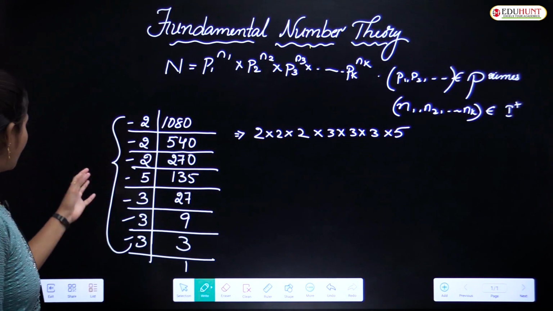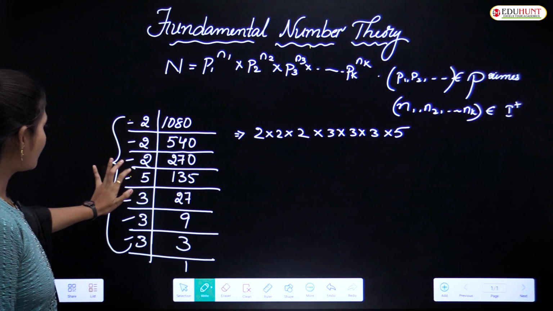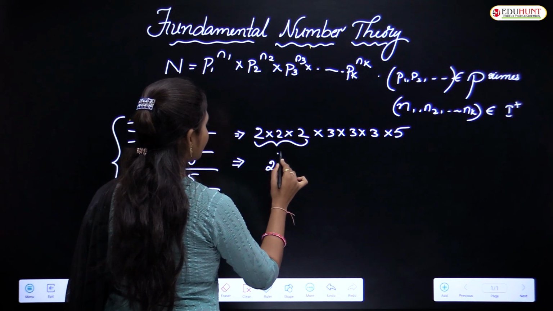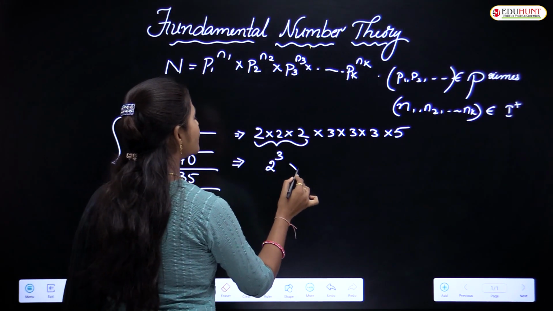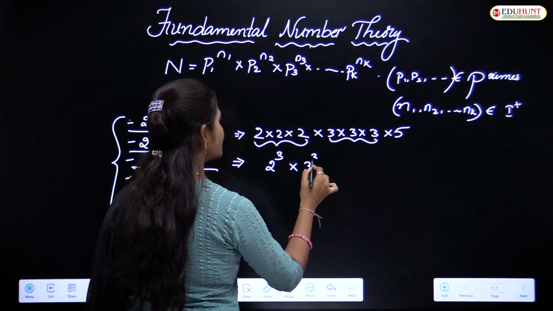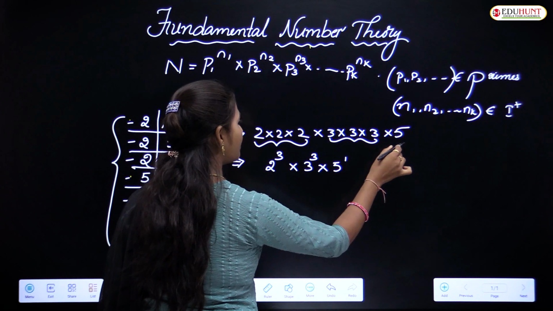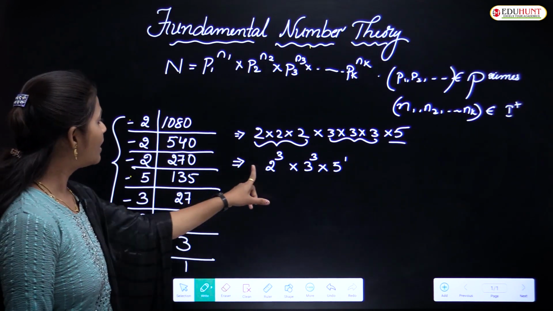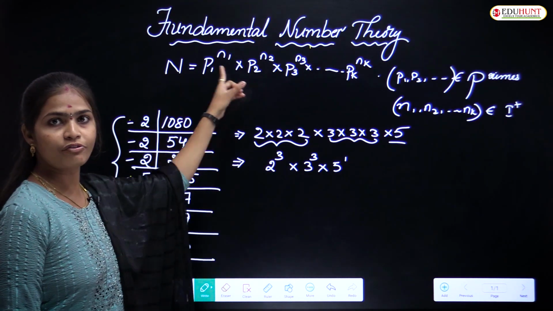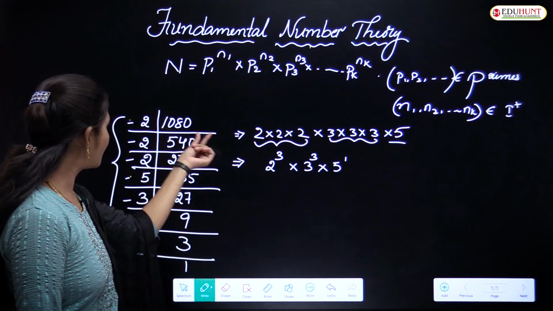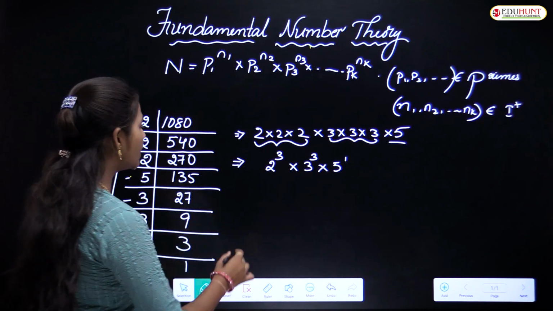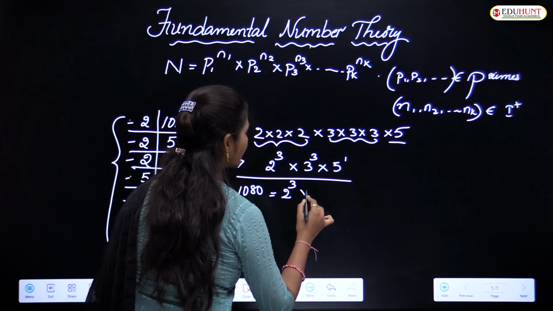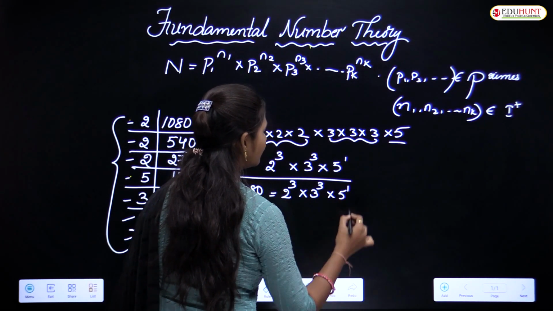Is it clear? All are completed or not? 3 2s, 3 3s, 1 5. Clear, no? Now here 2 is repeated how many times? 3 times. 2 is repeated 3 times and 3 is also repeated 3 times and 5 is not repeated, 5 is there only one time. Okay, so we can express that in the form of 5 power 1. Now just observe, is this in the standard form of a number or not? Now this number we converted into the standard form of a number only, no? Now how can we write this? 1080 we can express as 2 cube into 3 cube into 5 power 1.